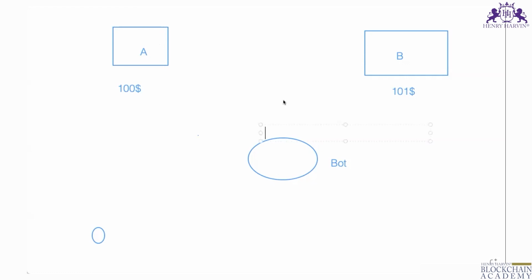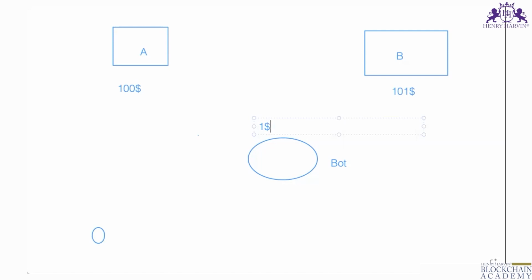At the same time, it executes a sell order to exchange B, because it is a bot. So it sells this one Ethereum, and having spent $100, it receives $101. So during this transaction, it got a $1 profit. This is the thing we can do with the bot.